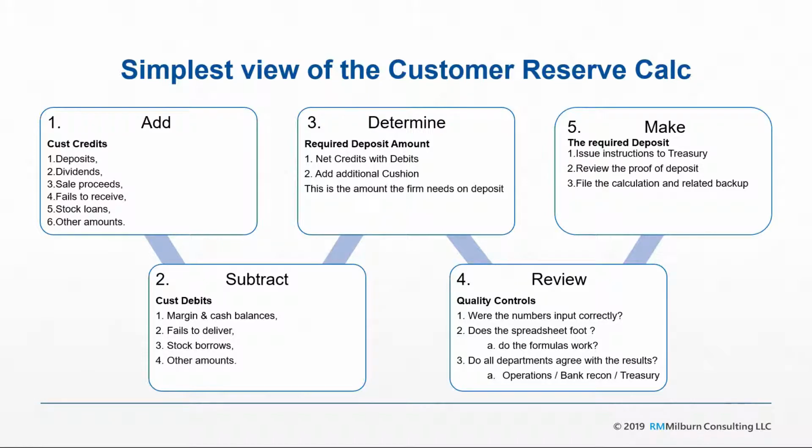Here's the simplest view of the customer reserve calc. You're going to add up all your customer credits and subtract off customer debits. You're going to make a determination of what needs to be deposited. By doing that, you net your credits with your debits. You're going to add an additional cushion, and that's made up of the firm's cash. This is to cover errors and omissions.